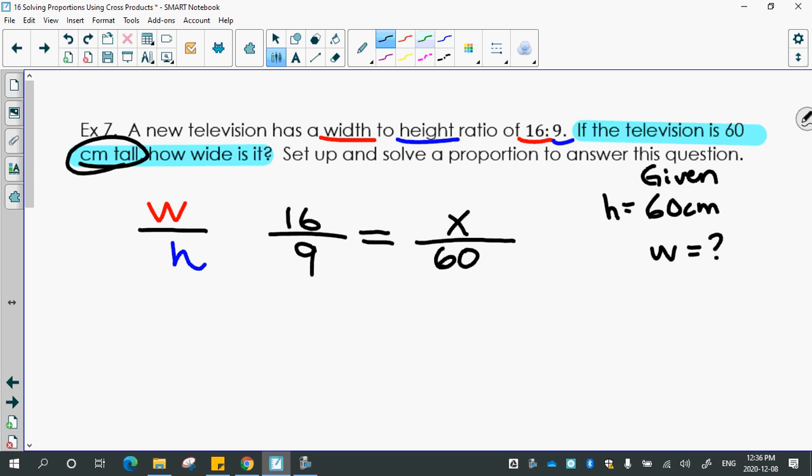So this is kind of like my given. Once I've made this, now it becomes cross products and solve. I just have to make sure widths are on the top and heights are on the bottom. That's how I set it up. Do you need anything that has space between the width and height? No, this is just kind of like organizing my thoughts.